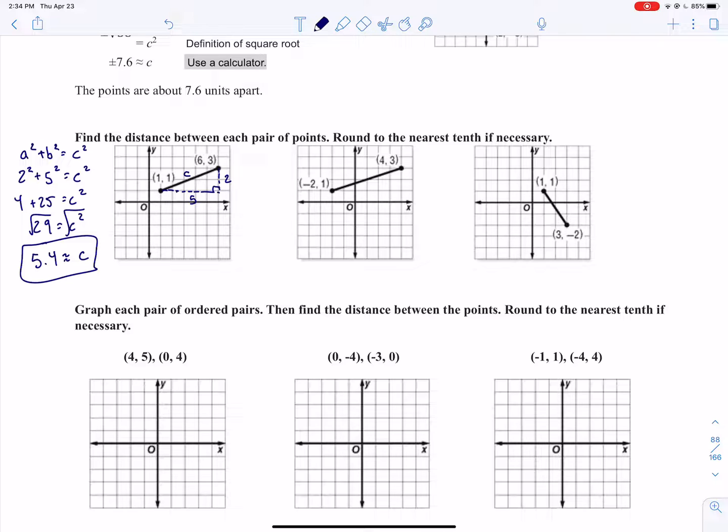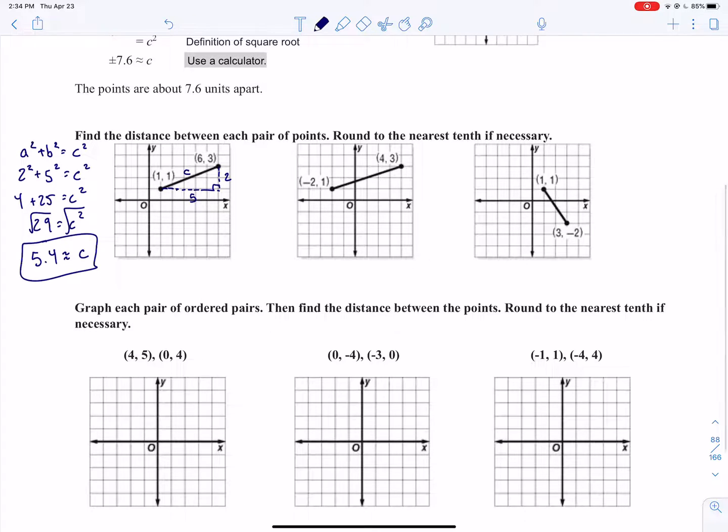Okay, the next section, we actually need to graph the points first and then do the exact same thing. So graph the point first, so 4 comma 5. So 1, 2, 3, 4, comma 1, 2, 3, 4, 5. So there's a point there. Then it's 0, comma 1, 2, 3, 4. So there's our side C, and then we need to make the legs. So this is 1 and this is 4.